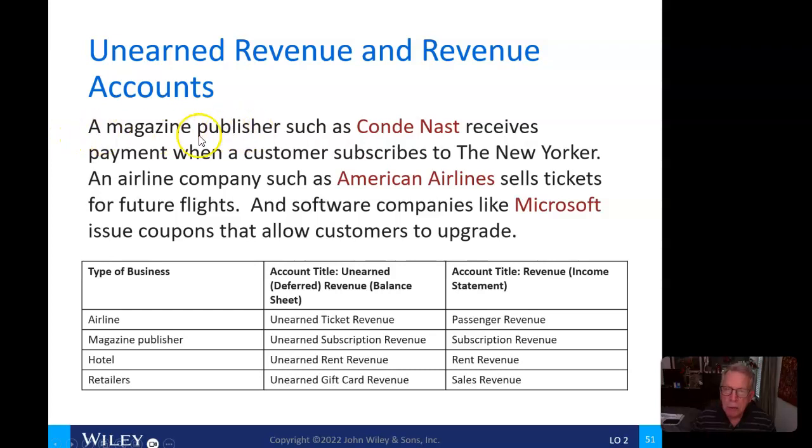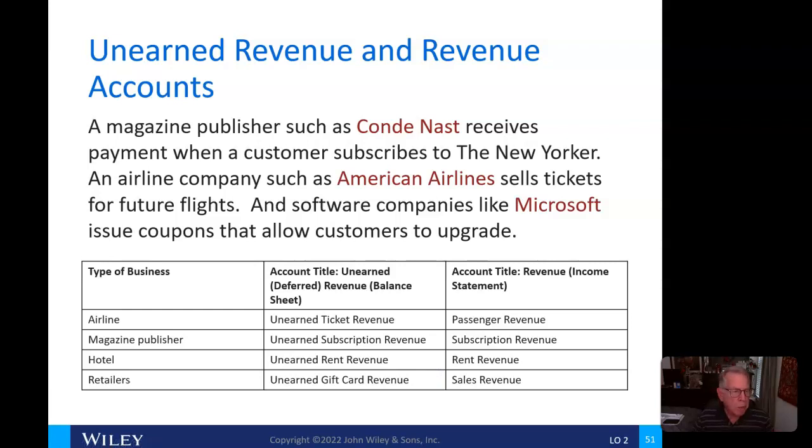A magazine publisher such as Condé Nast receives payment when a customer subscribes to the New Yorker. An airline company, such as American Airlines, sells tickets for future flights. And software companies like Microsoft issue coupons that allow its customers to upgrade. So all of that, we have unearned ticket revenue, unearned subscription revenue, unearned rent revenue, and unearned gift card revenues.